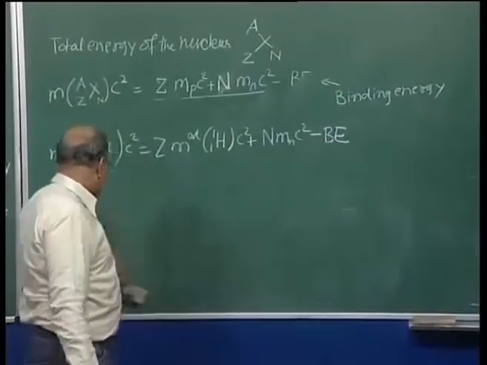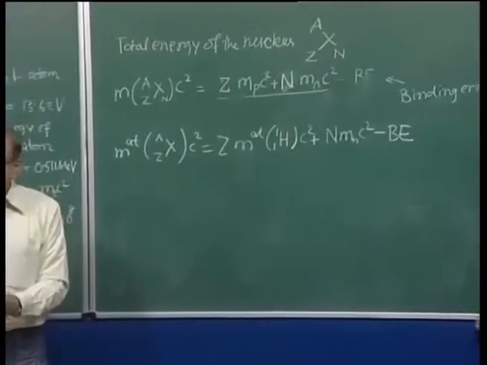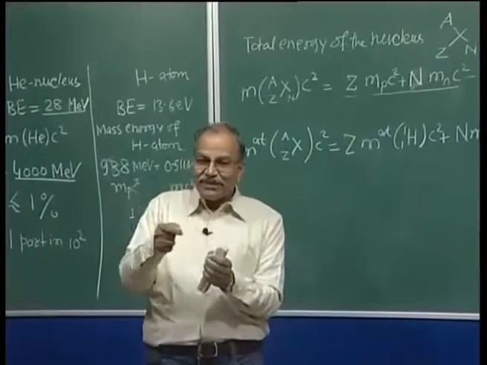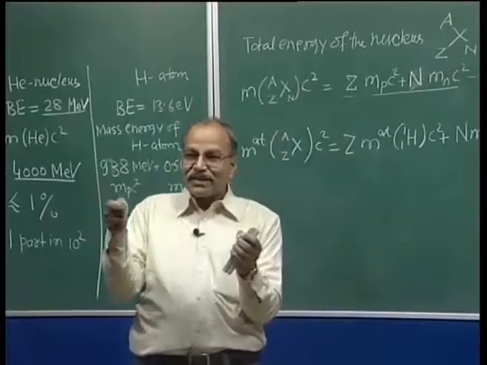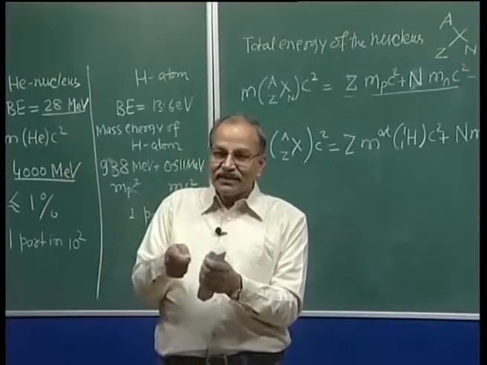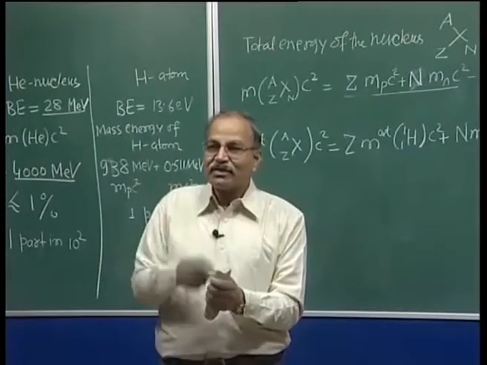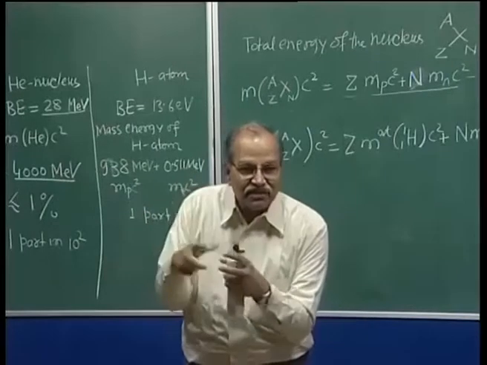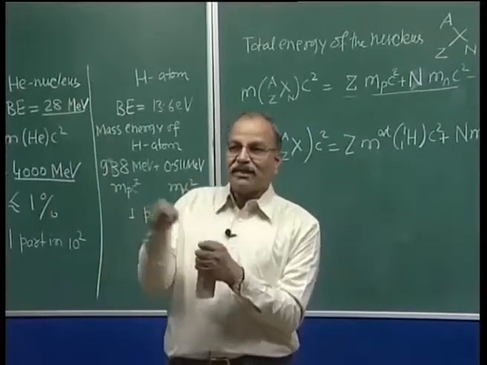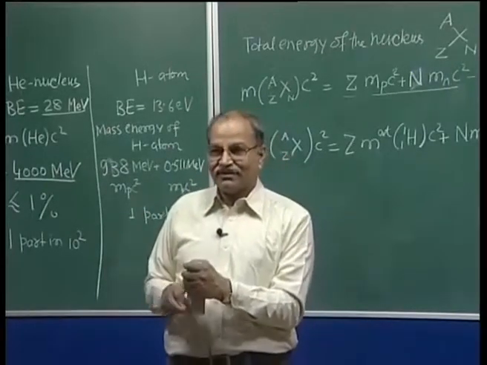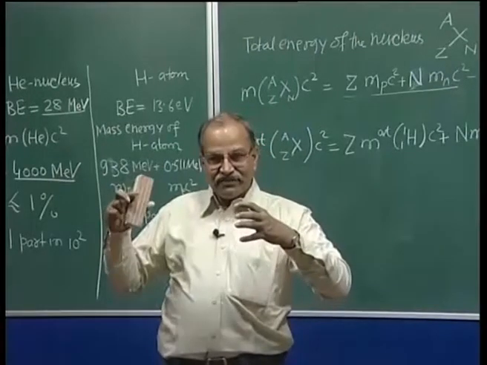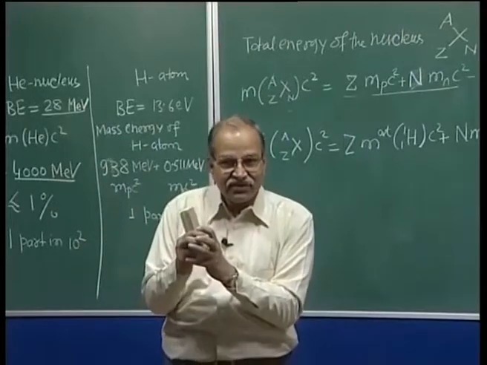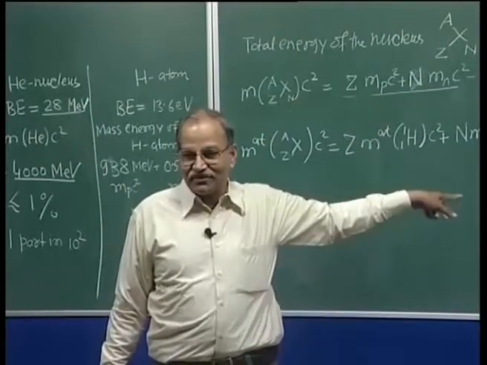The binding energy comes because of the attractive force. In a hydrogen atom, that binding energy is because of the attraction between the proton and the electron. In the nucleus, the binding energy comes because the nucleus is bound by those attractive nuclear forces. So, whenever you have an attractive force which binds the system, you will have this binding energy business.